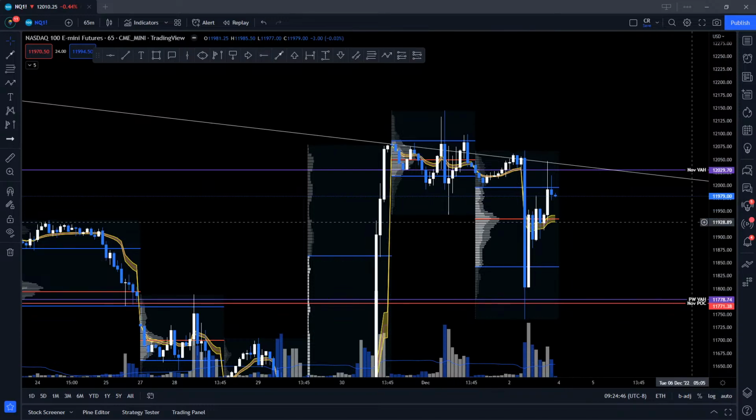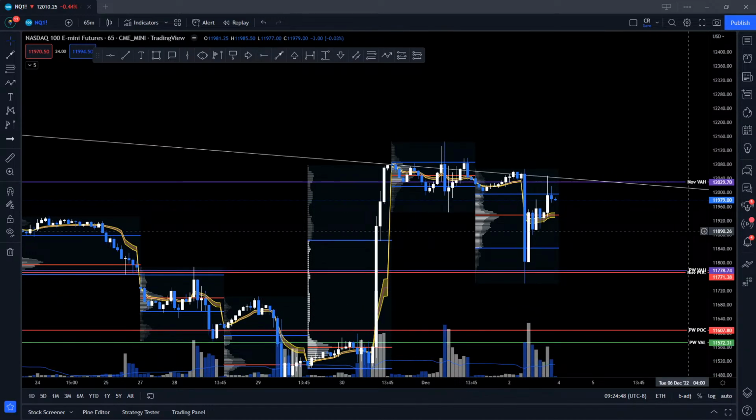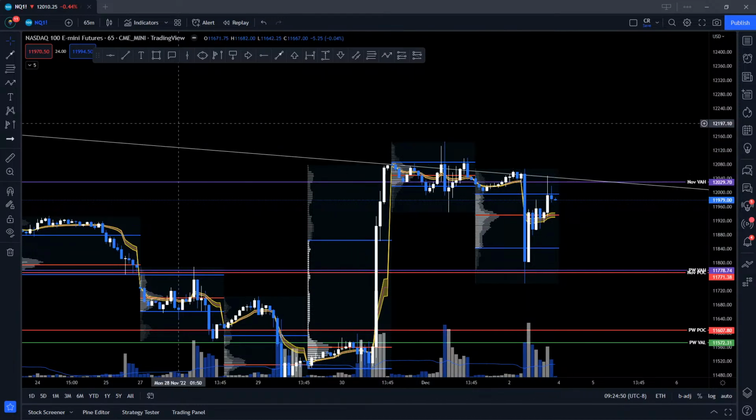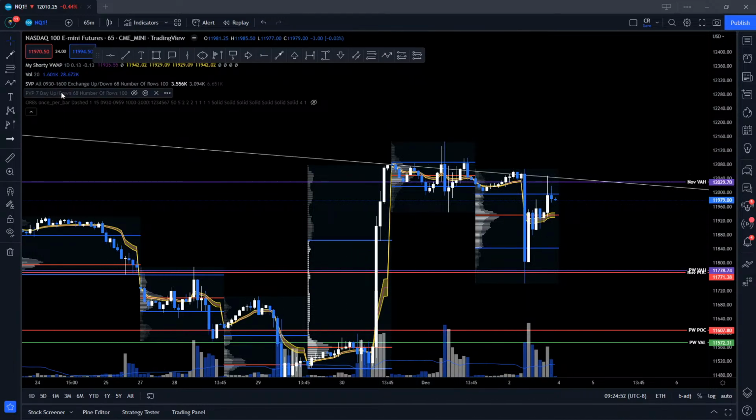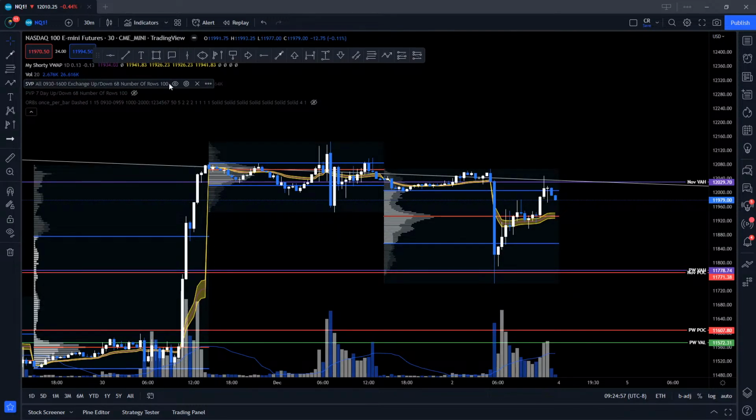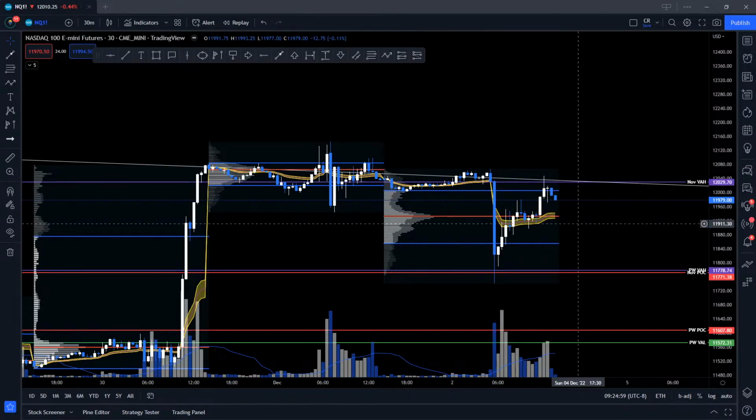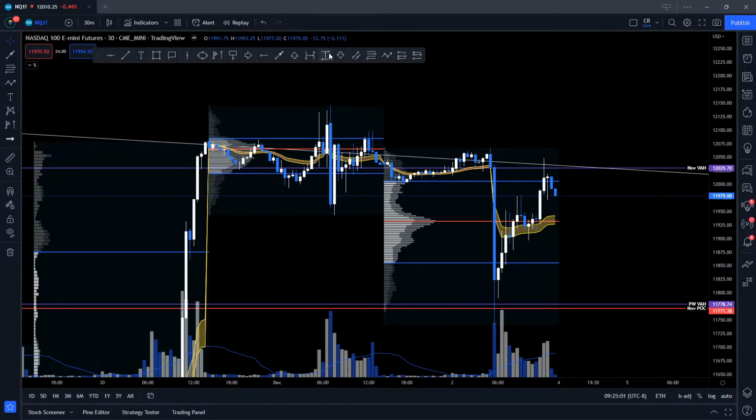So we've done the monthly and the 7-day or weekly, whatever you want to call it. From here, I drop down to 30 minutes, and I'll be looking at my session volume profile. My focus is going to be the previous day.